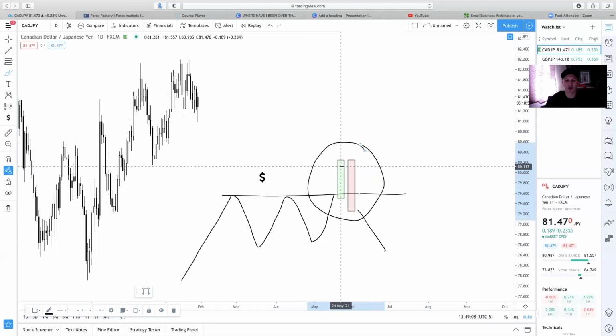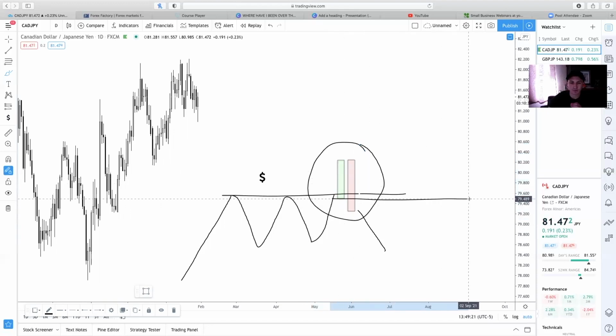Now what we're going to mark up is the open of that candle and also the 50% of the body of the candle. So first, the open of the candle is right down here at the bottom. So I can draw a line from there into the future.